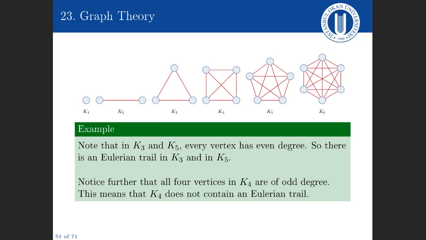But all four vertices in K4 have degree 3. These are all odd degrees. There are four vertices of odd degree, so K4 does not contain an Eulerian trail.